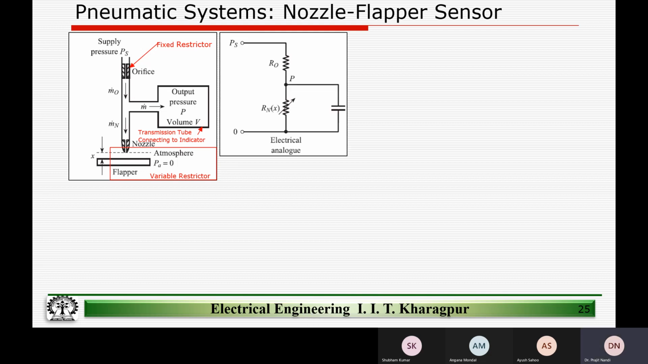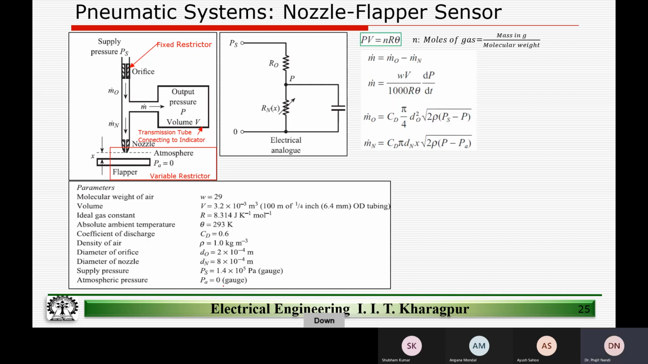So what will be the electrical equivalent for this? In the previous slide, we saw that an orifice can be treated as a resistor, and we had the vessel, which we approximated as equivalent to a capacitor, right? And here we now have a nozzle, the same flapper nozzle that we discussed in the last slide, with a variable gap, and this can be treated as a variable resistor. So this is the electrical analog for a nozzle flapper sensor.